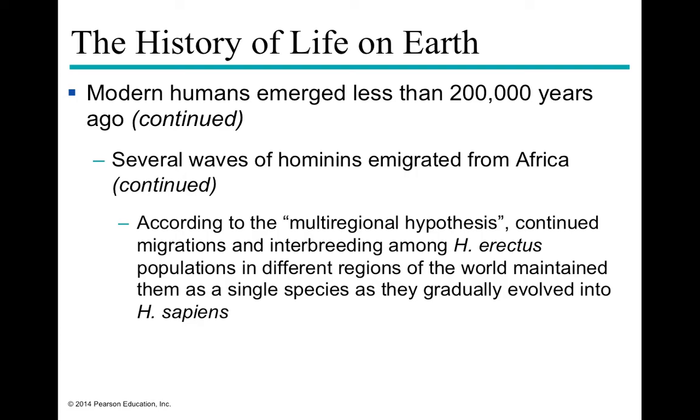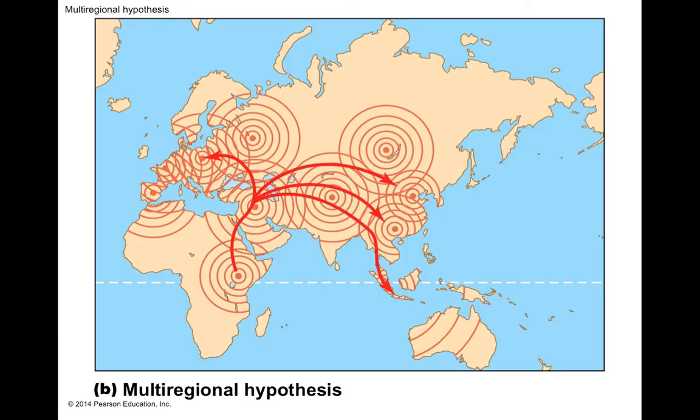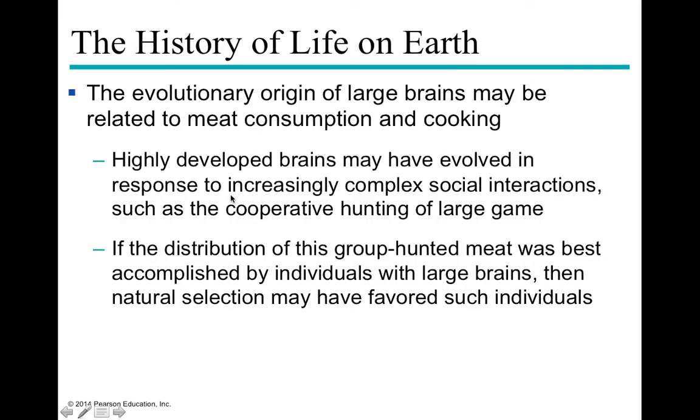We also have a multi-regional hypothesis, which states that migrations and interbreeding among Homo erectus populations in different regions of the world maintained them as a single species, and eventually they evolved into Homo sapiens. So we do have two separate ideas of how it could have happened. That looks more like this, right? We have the exit to multiple different locations, and then eventually interbreeding means that we were going to force them down the lineage to become Homo sapiens.